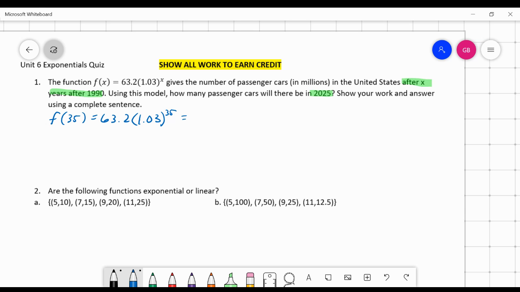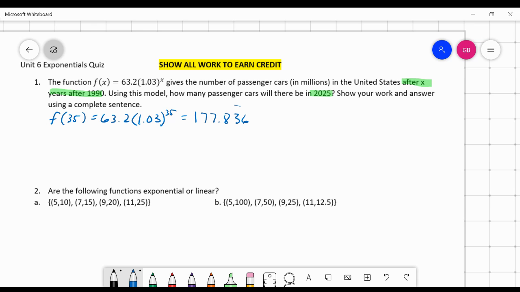Okay, definitely need a calculator for this since our exponent is so large. So 1.03 to the power of 35. Multiply that times 63.2 to get approximately 177.836. Okay, so I just rounded. So here I showed my work. Now I need to answer the question using a complete sentence.